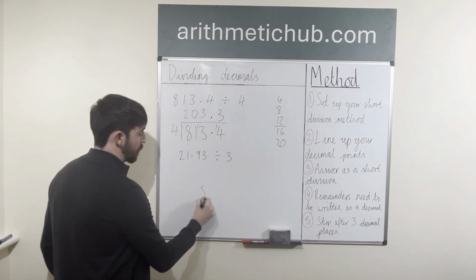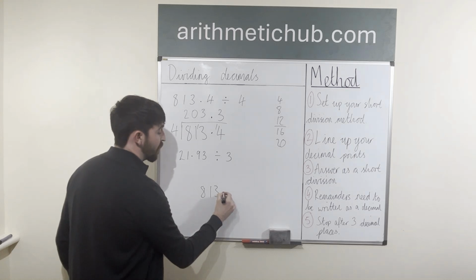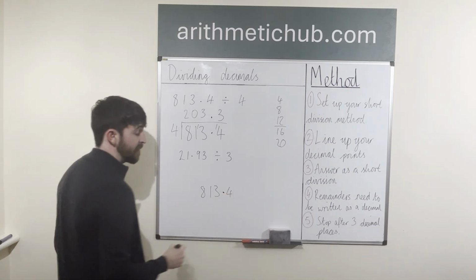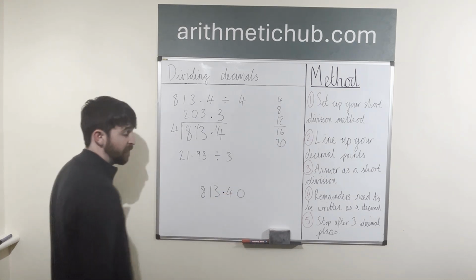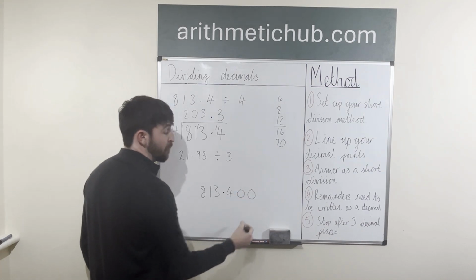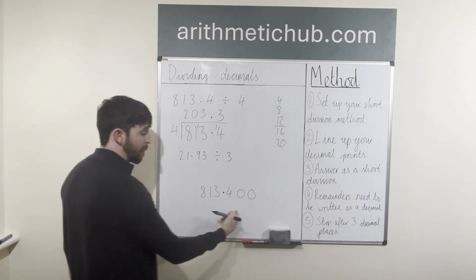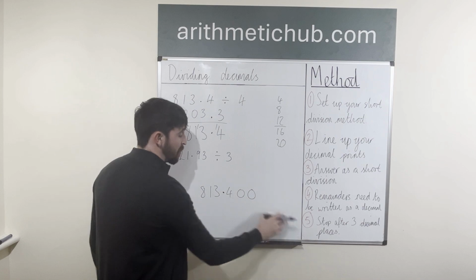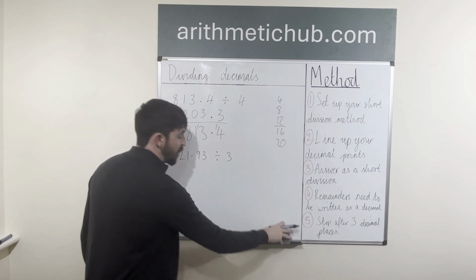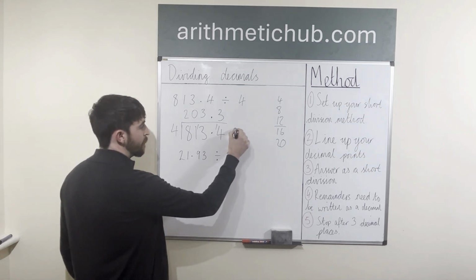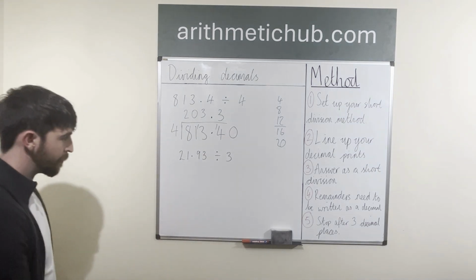So what we would do is we would say, okay, 813.4, if I was to write it like this, 813.4 is exactly the same as 813.40 or 813.400. I can add as many zeros as I want. It'll still be the same number because these don't have any value. So what we can do is we can add another 0 on here.